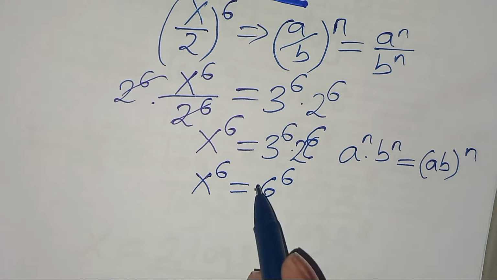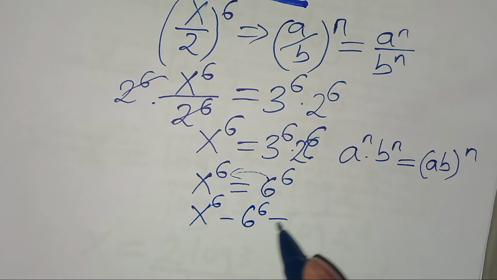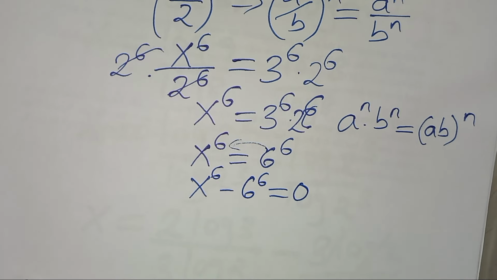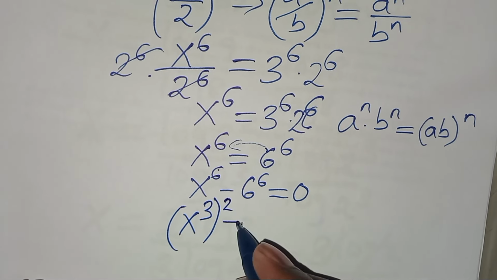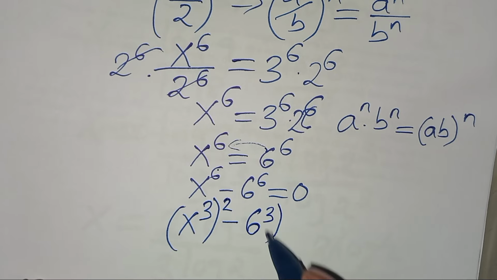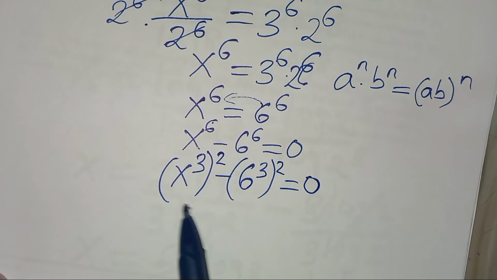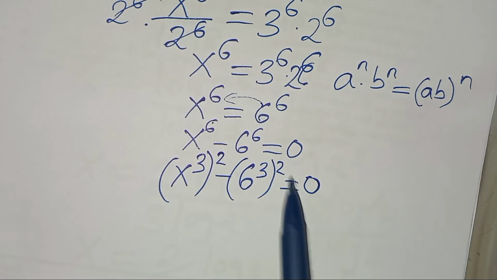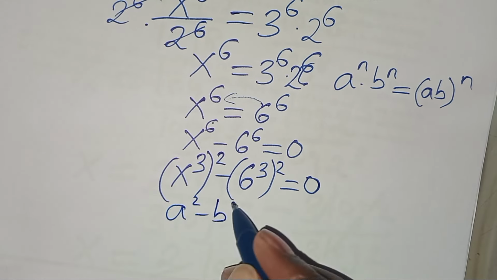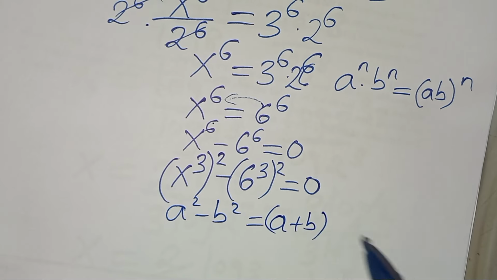Now, let's take 6 to power 6 to the left hand side. We'll have x to power 6 subtract 6 to power 6 equal to 0. Now, we can express x to power 6 subtract 6 to power 6 as x to power 3 raised to power 2, subtract 6 to power 3 raised to power 2, equal to 0. As you can see, this is in the form of a squared minus b squared, which is the difference of two squares, which is a plus b, a minus b.